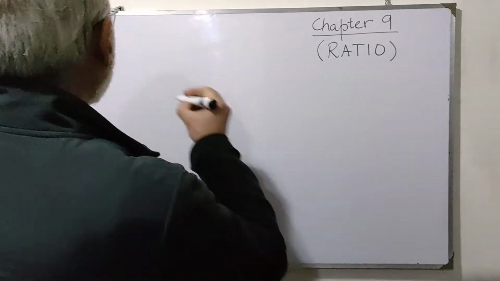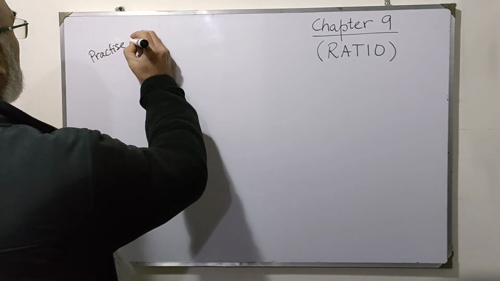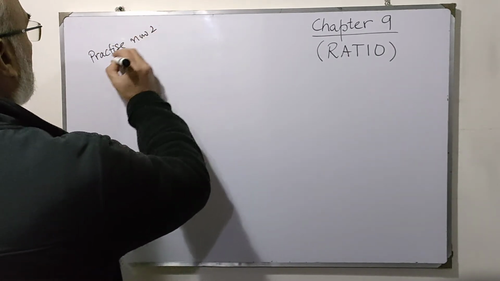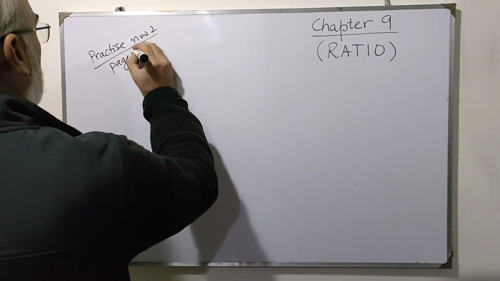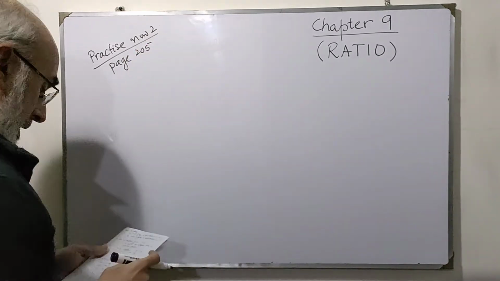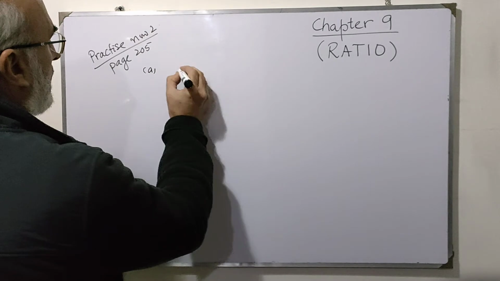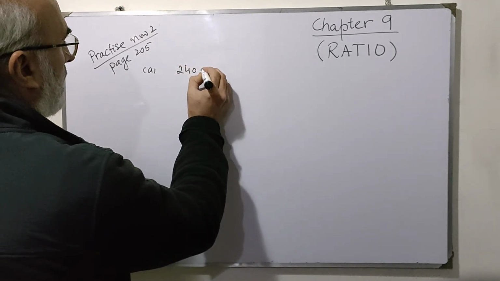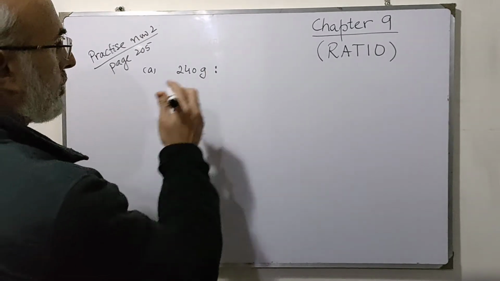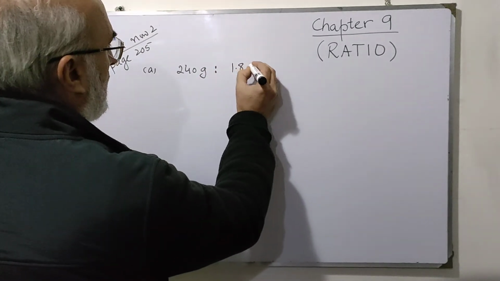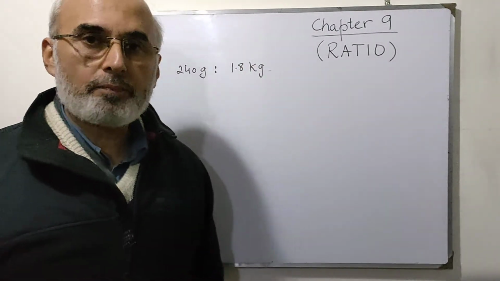So I'm going to take practice now 2, which is on page 205, and in this we are going to compare a part, a ratio of 240 grams with 1.8 kg. We are comparing 2 quantities.